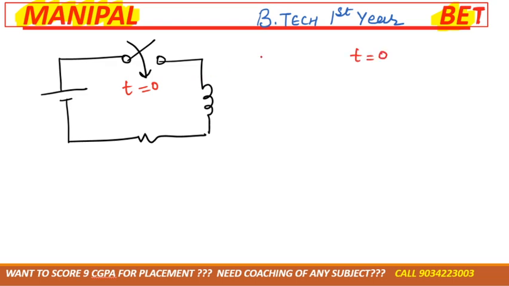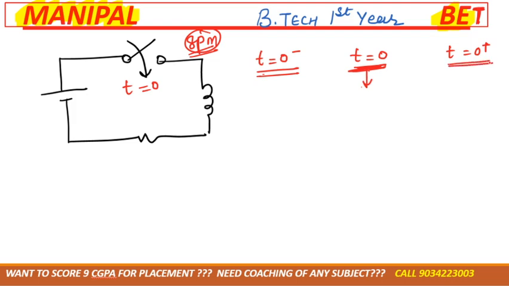One is at t equal to 0, one is at t equal to 0 minus, one is at t equal to 0 plus. T equal to 0 is the current situation, t equal to 0 minus just before that. Like suppose you entered the room at 8 p.m. and you close the switch. So the moment when you change the position of the switch, that is t equal to 0, and just before that, like 1 second before 8 p.m., t equal to 0 minus, and after 1 second of 8 p.m., t equal to 0 plus.